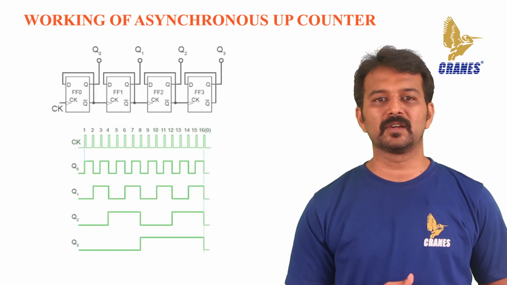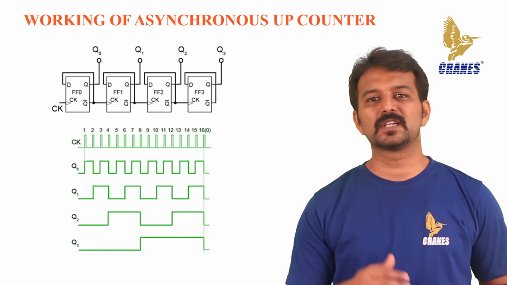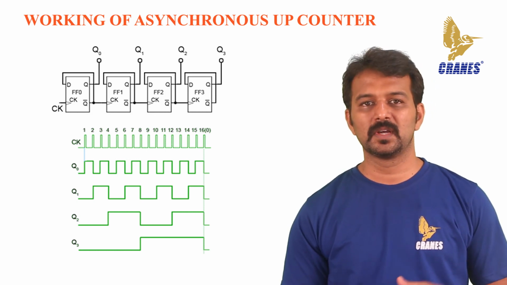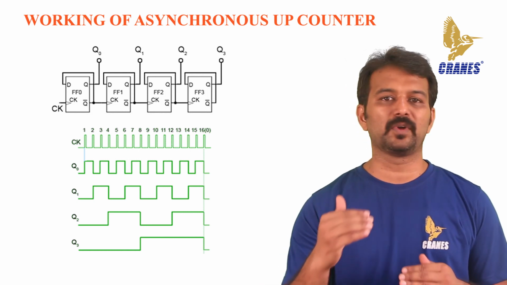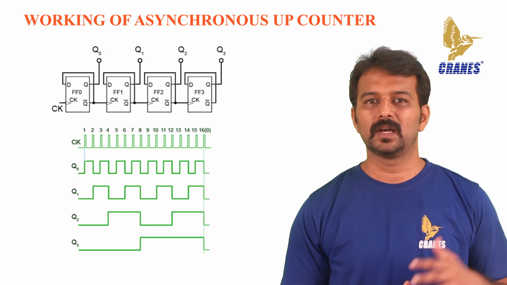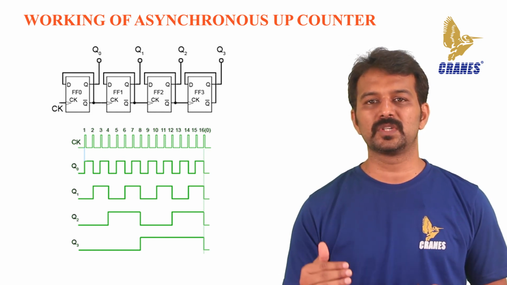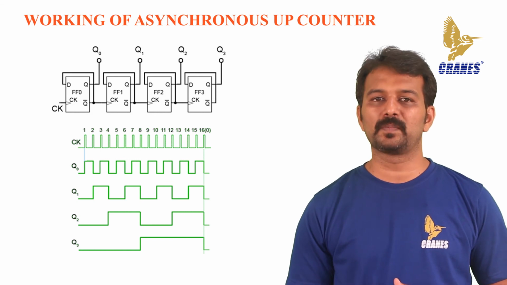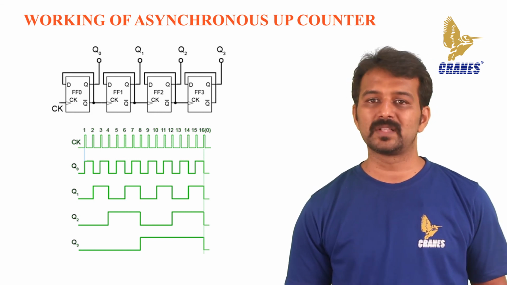So, working of the asynchronous up counter. Let us assume that the 4 Q outputs of the flip-flops are initially all zeros. When the rising edge of the clock pulse is applied to FF0, the output Q0 will change to logic 1, and the next clock pulse will change the Q0 output to logic 0. This means the output state toggles for one cycle.